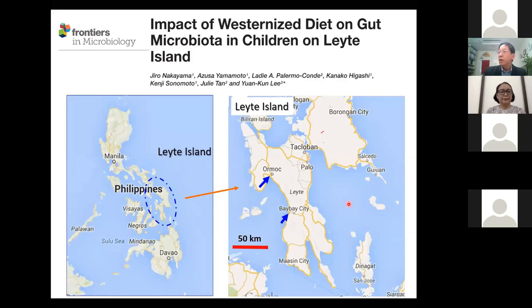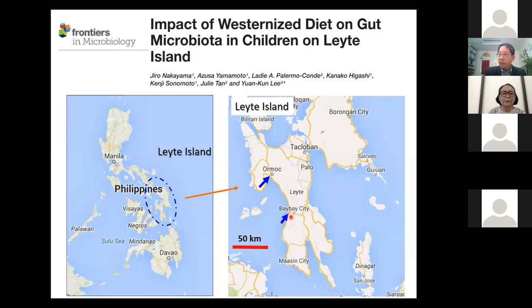We collected samples from children living on Leyte Island, the eighth biggest island in the Philippines, from two cities. One is Ormoc and the other one is Bai. Ormoc is an already industrialized city, and Bai is very countryside.